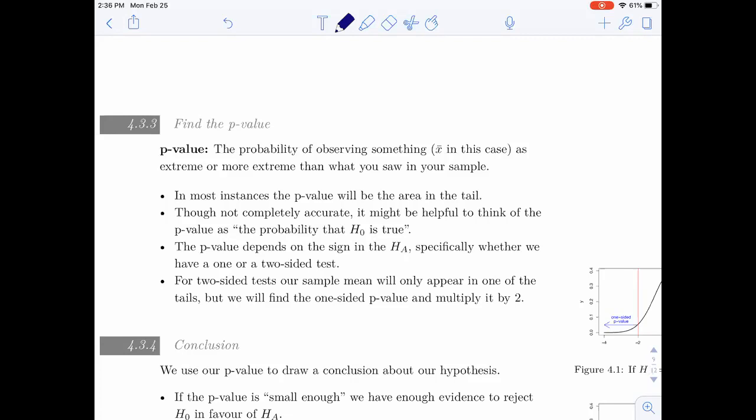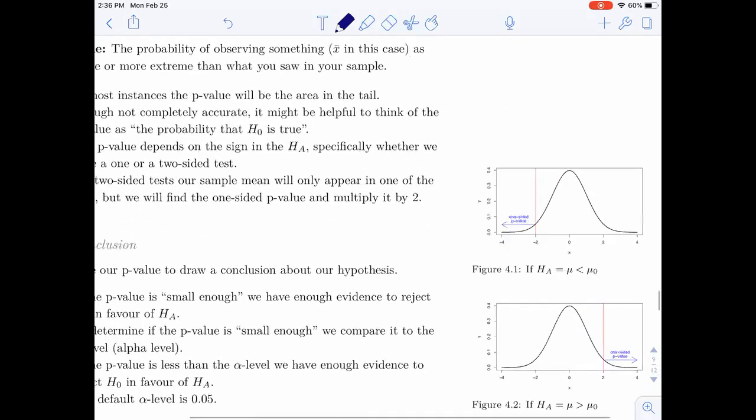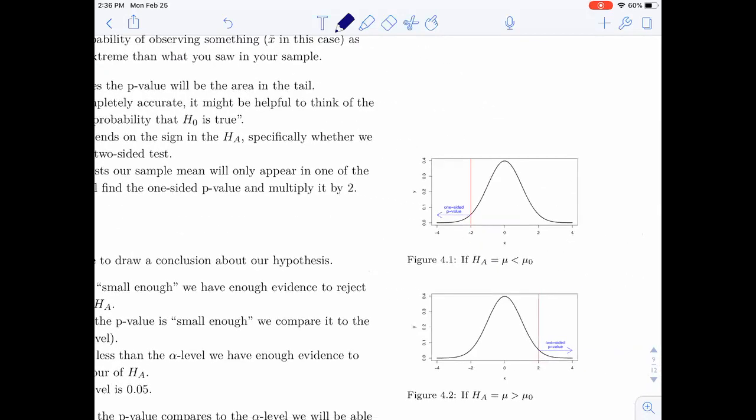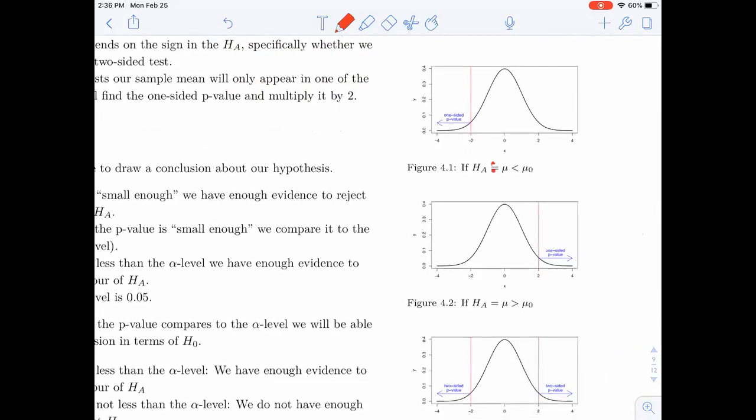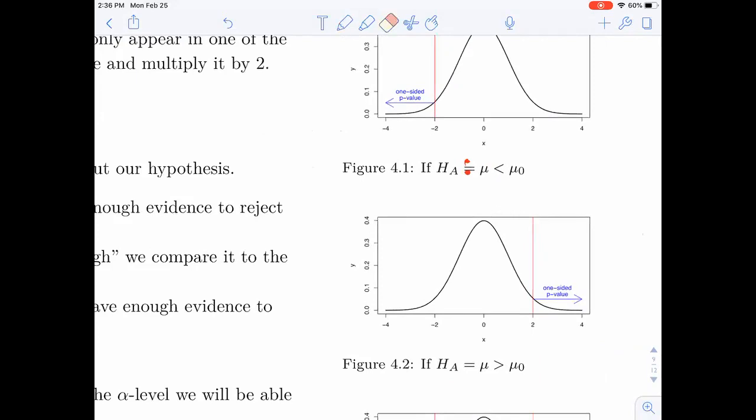Like I said, the p-value depends on the sign in the alternative hypothesis, specifically whether we have a one or a two-sided test. So I've got this little graphic, and this is where I have a typo. I'll even do it in red. How embarrassing. Should be a colon, not an equal sign. Or even like this. I don't know. How embarrassing.